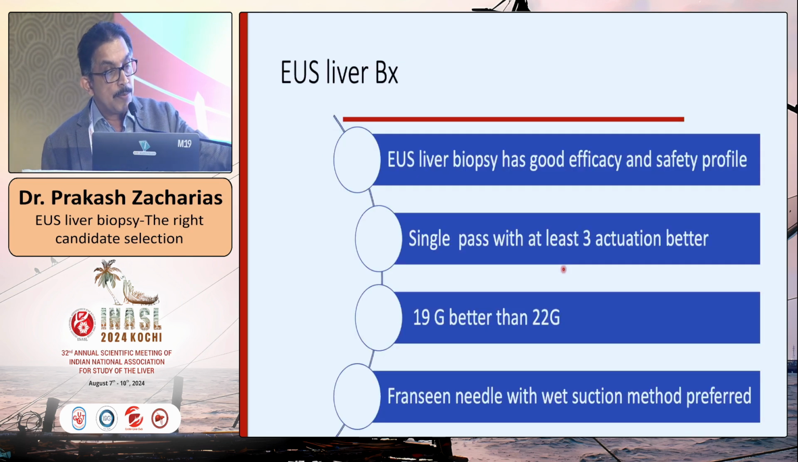So US liver biopsy has a good efficacy and safety profile. Single pass with at least 3 actuations is better. 19 gauge is better than 22 gauge. Franseen needle with wet suction method is preferred. Maybe a slow pull would also give you an equivalent result.